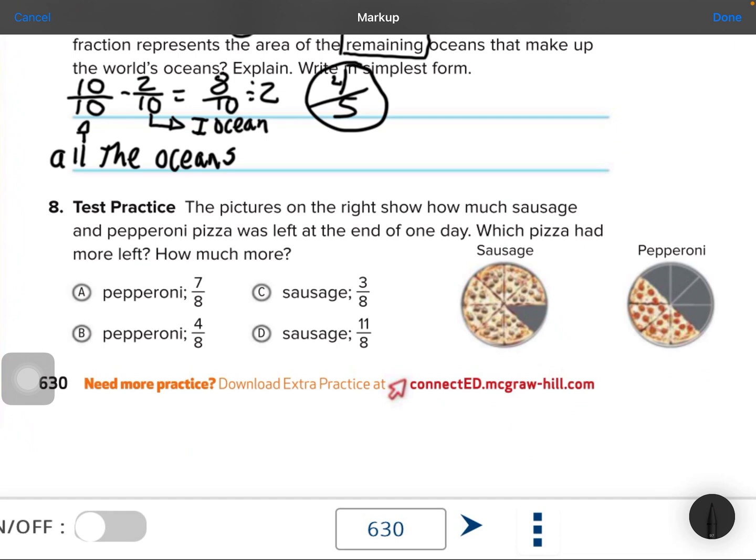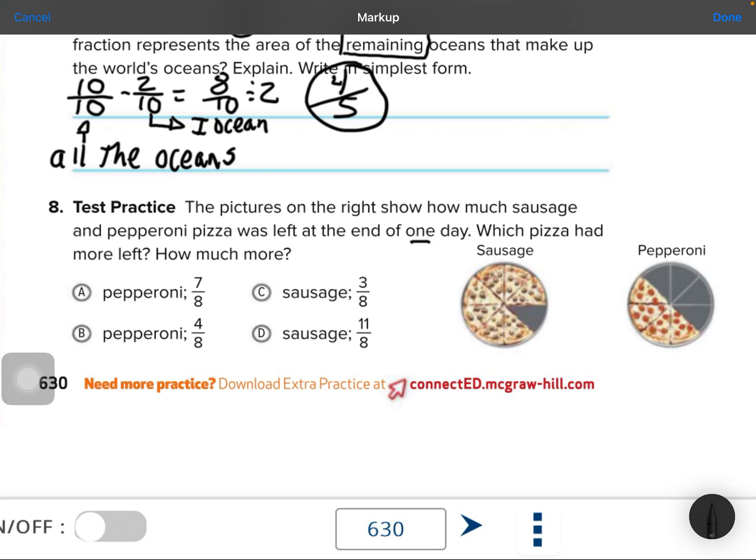Okay, ooh, this has a model with it. Love it. Makes me hungry. The pictures on the right show how much sausage and pepperoni pizza was left at the end of one day. Which pizza had more left? How much more? Okay, so you can probably look at it and figure it out.